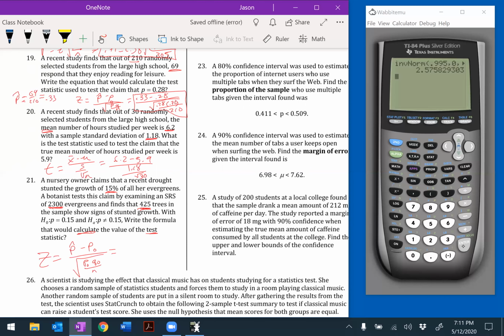What's P hat in this case? Okay, it's 425 over 2300. So 425 divided by 2300 is about 0.18. So I'm just going to go 0.18. There's going to be a lot of rounding error, but that's okay. I'm not calculating anything out at the end anyway. I'm just setting it up. Okay, 0.18 minus, what's the claim? The claim is 0.15, all over the square root of 0.15 times 0.85 all over the sample size of 2300.